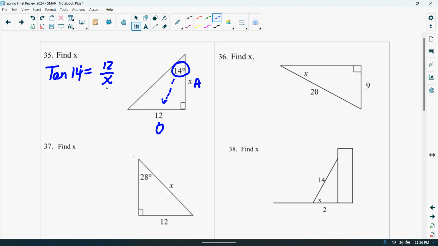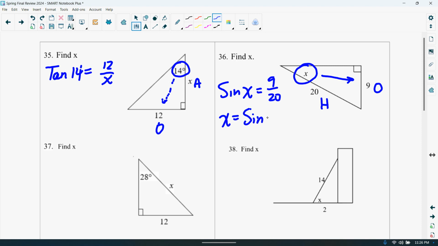Now on 36 here, we got x is our angle. We have our opposite and hypotenuse. But because x is our angle, sine of x, and we're trying to find the angle, this is when you have to remember to find the x, you're doing sine inverse, which is sine to the negative 1, and then dividing 19 over 20.